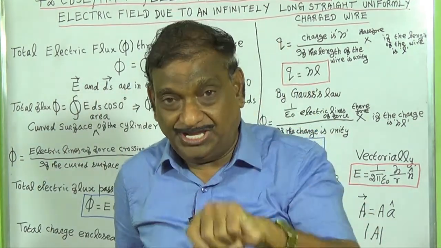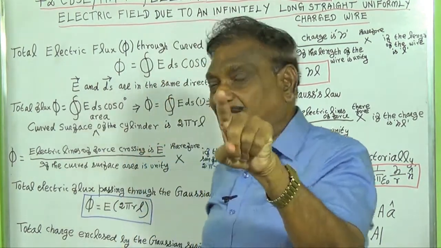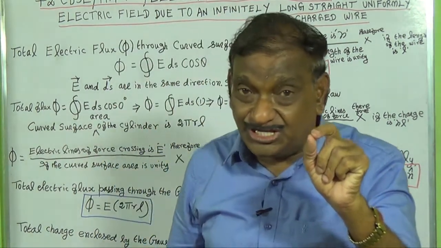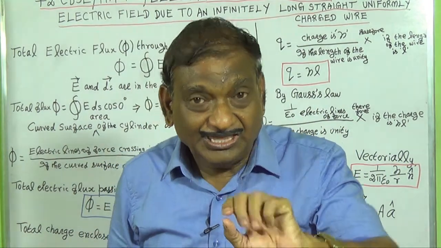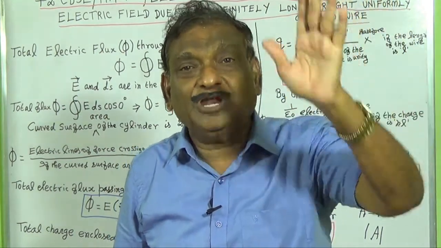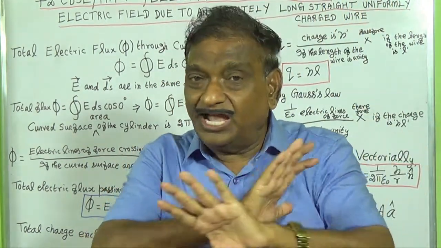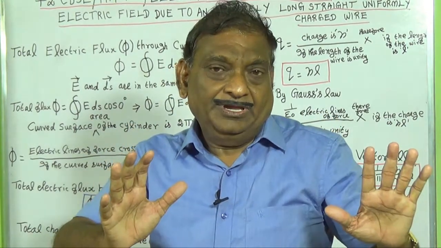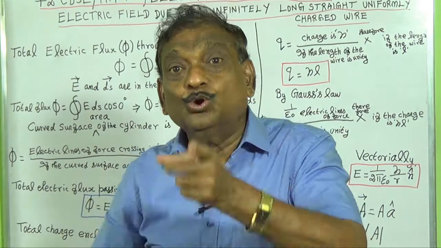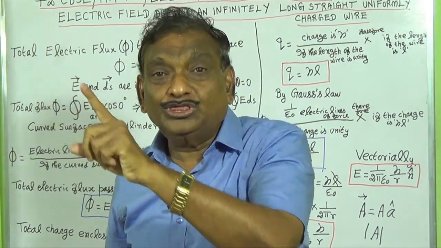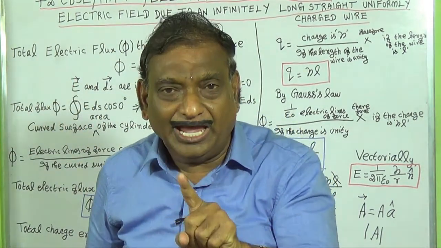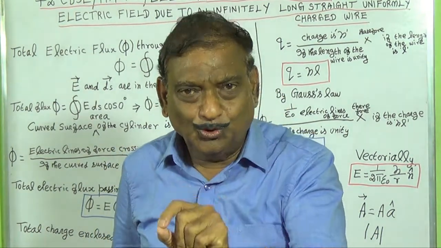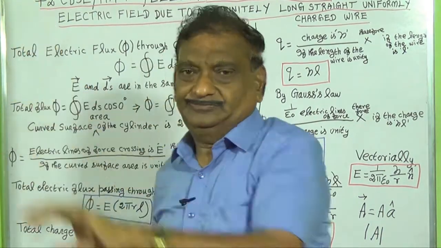Therefore, on integrating ds, we will get 2 pi r L. If the curved surface area is unity, the electric lines of force is capital E. Here, the curved surface area is not unity. The curved surface area is 2 pi r L. So we get the equation for the electric flux phi equal to E 2 pi r L.